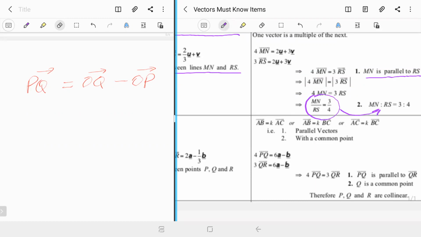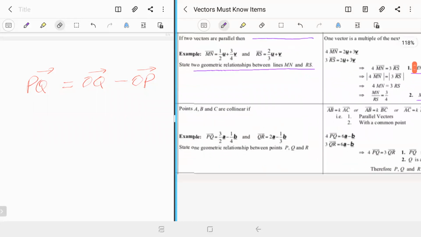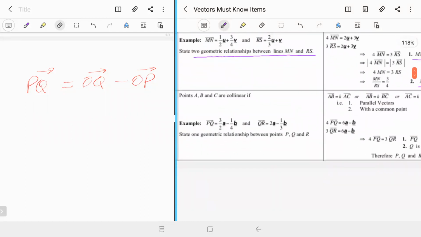So those are two relationships. See them there? Two geometric relationships. One relationship is talking about that they are parallel. Second relationship is about the length. All right? That's what I like to ask in CSEC. Look at this one now. This one is about collinear points. See here now? Collinear points.